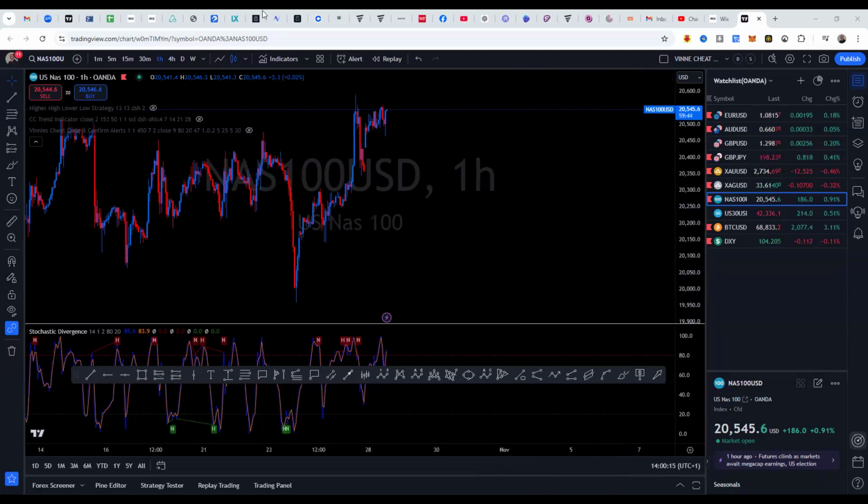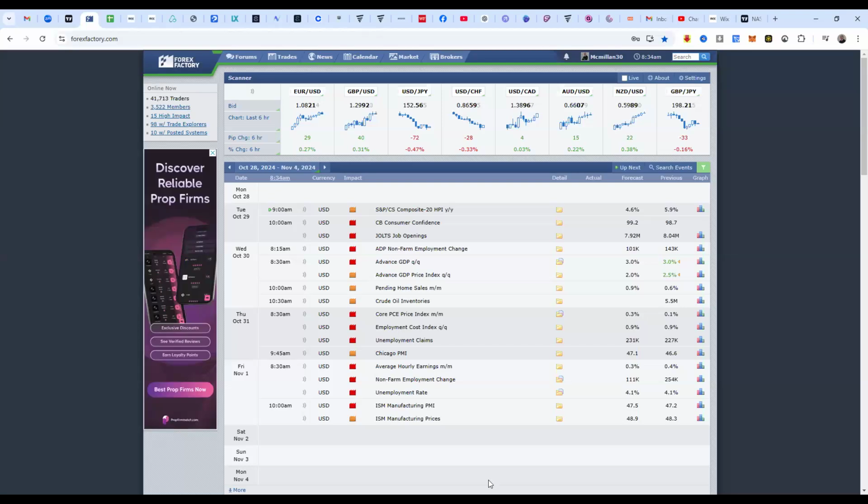So before we get started, let's check the news here. And as you can see, we don't have any major news for today, so that's good. That means we're going to have pretty much normal volatility in the market, so that's great.